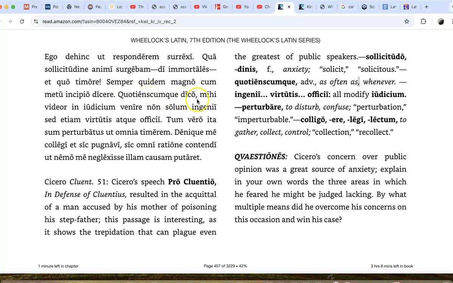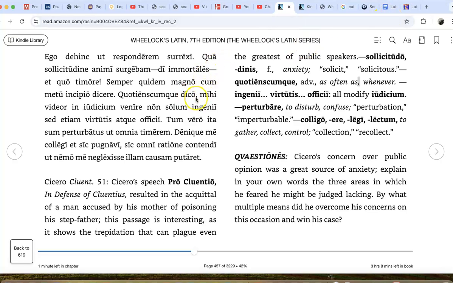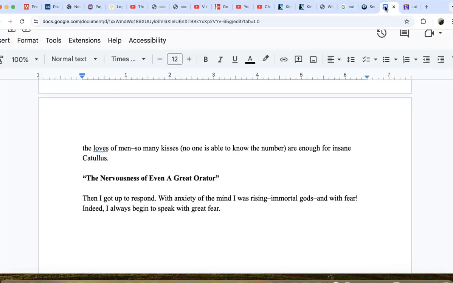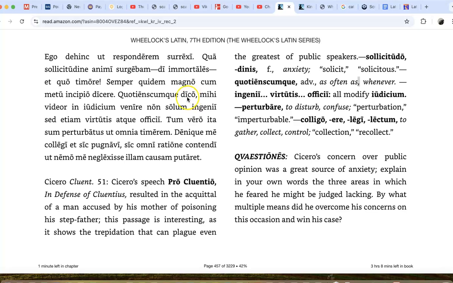Quotienscumque dico. This is an adverb. I'm going to go with whenever, maybe. So whenever I speak. So again, let's use our punctuation to stop. Whenever I speak, here we have videor, a passive. Literally, I seem to me.